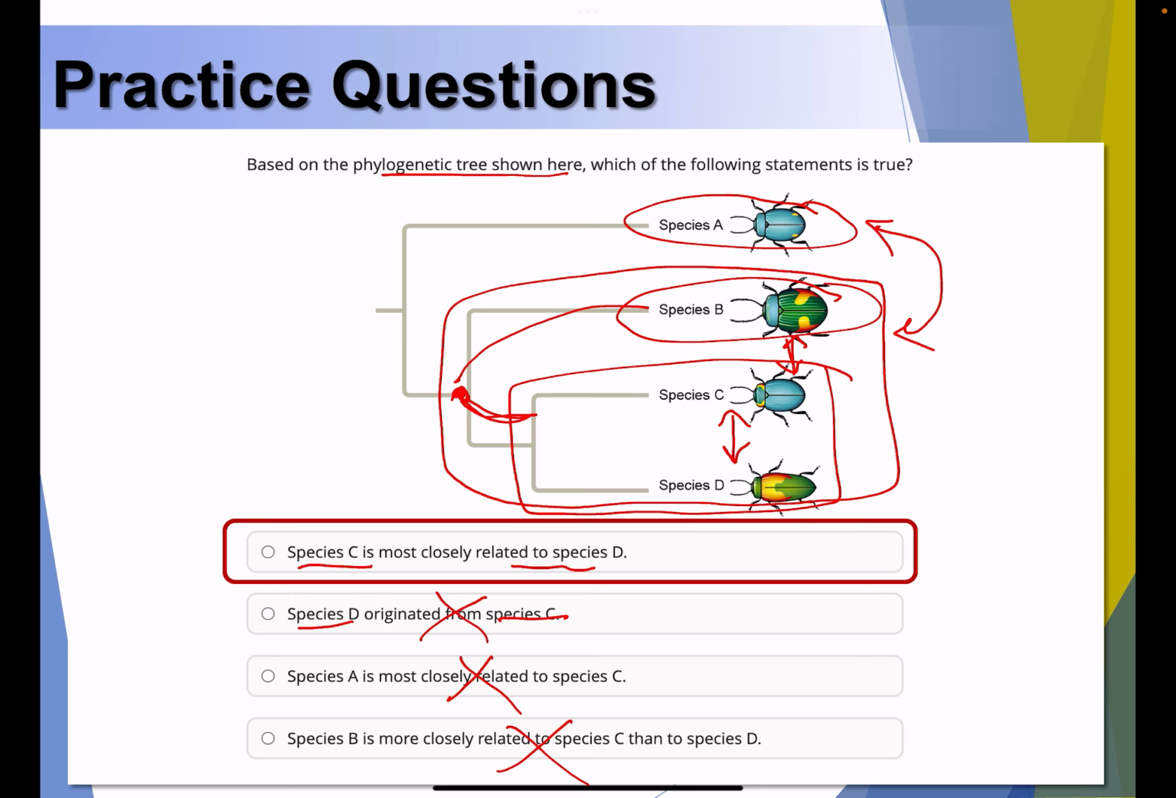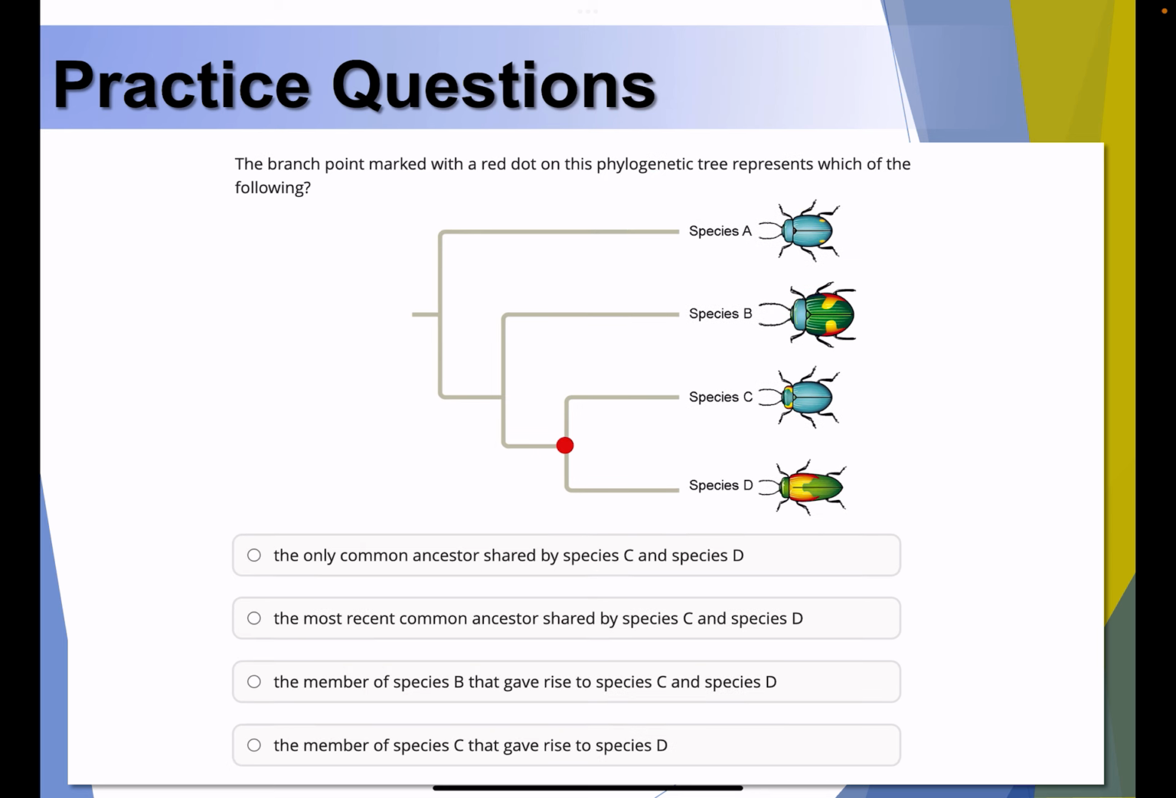Okay, so the next one, I'm going to let you do it while I read the question. So make sure you're ready. The branch point marked with a red dot right here on this phylogenetic tree represents which of the following statements? You can pause the video, do it yourself first, and then unpause it to listen to my reasoning and answer.